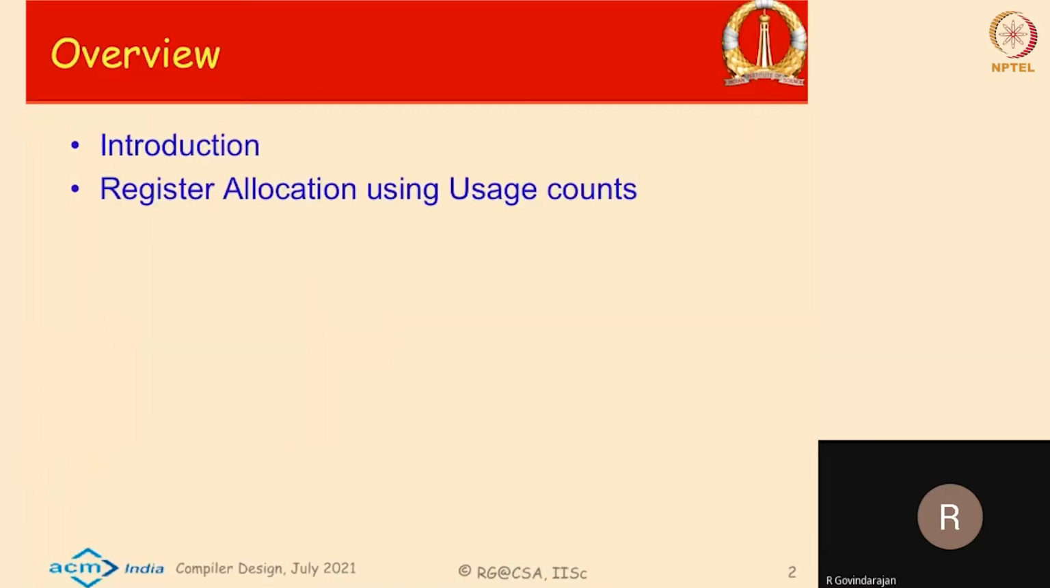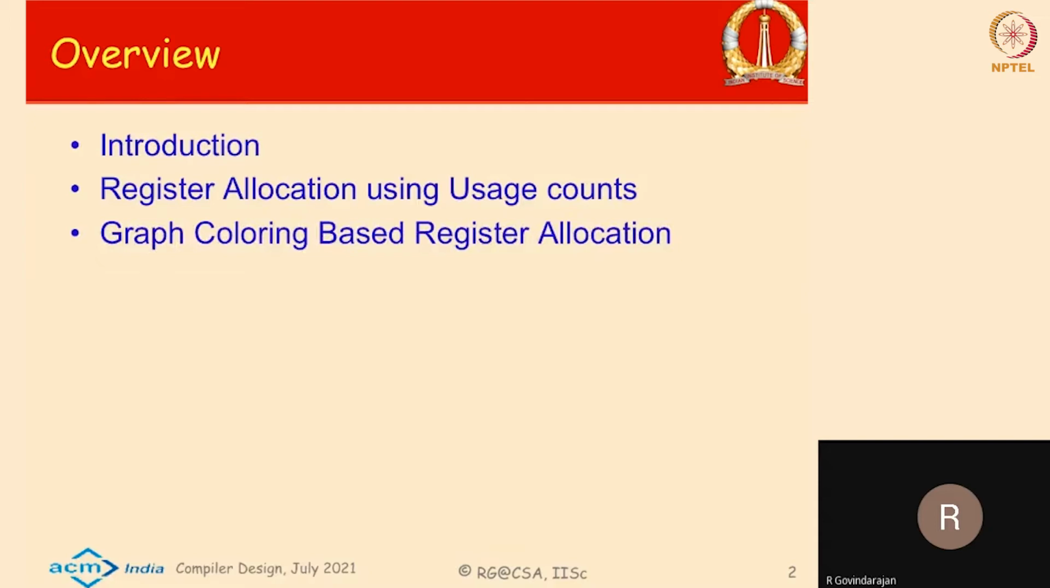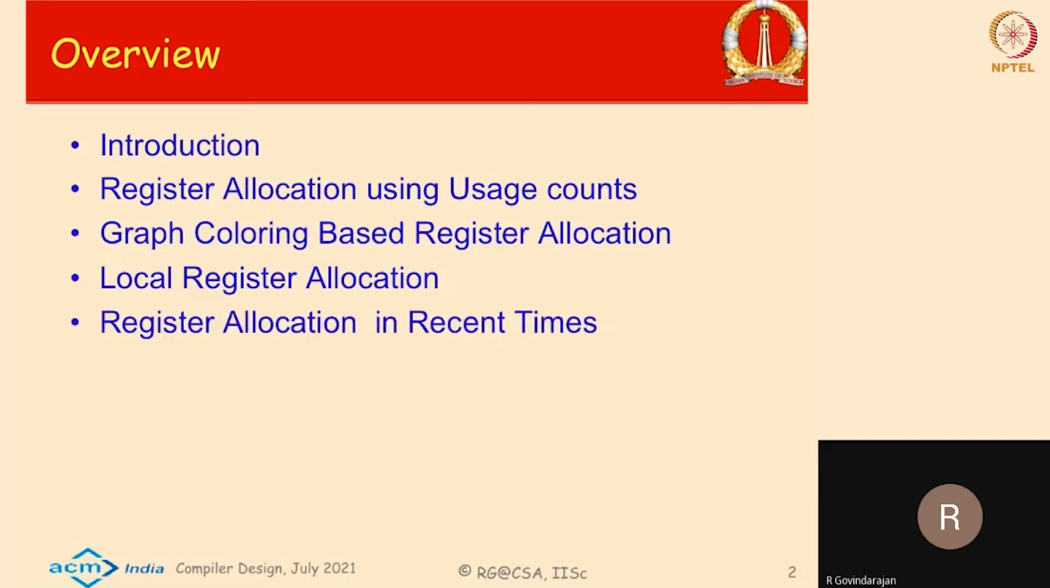All right. So the overview of this lecture is that I'll give you some introduction and then talk about register allocation using usage counts, which is the simplest way of doing register allocation. Then I will talk about the conventional graph coloring based global register allocation. Then I will also talk about a simple local register allocation and how that could be extended for a global allocation with some amount of approximation. And maybe quickly talk about how register allocation is done in recent times, right?